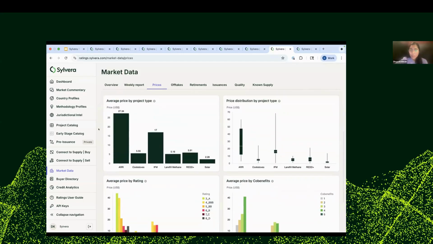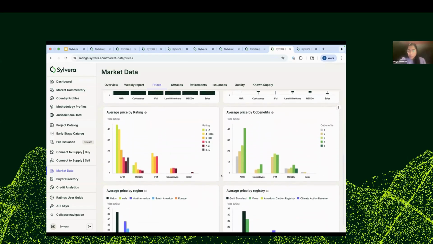As I scroll down, you can get a sense of what the average price per project type is and what the price distribution is for that project type. I find this particularly interesting for ARR projects. We can use those as an example. The price point for ARR projects is relatively high. The price distribution is also pretty spread out here compared to a lot of the other project types.